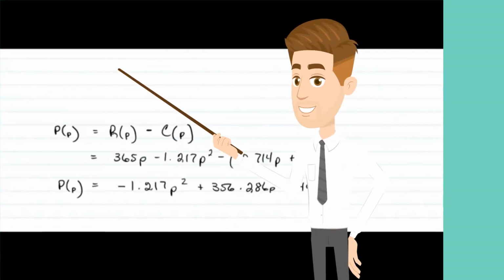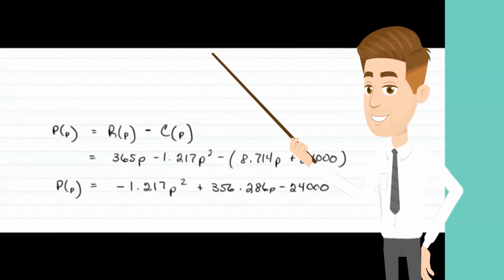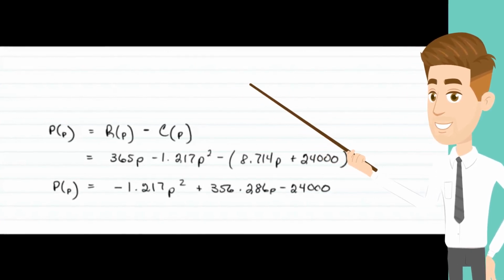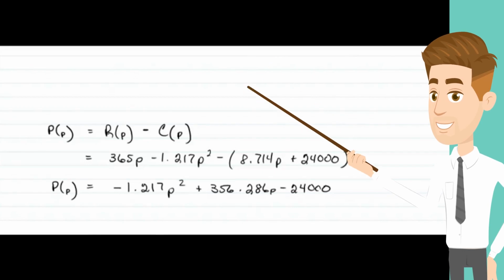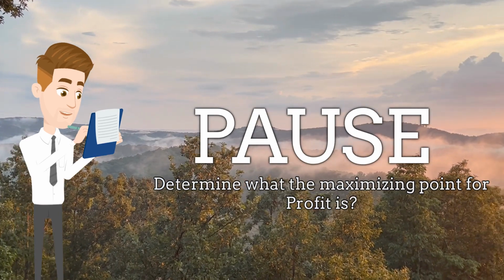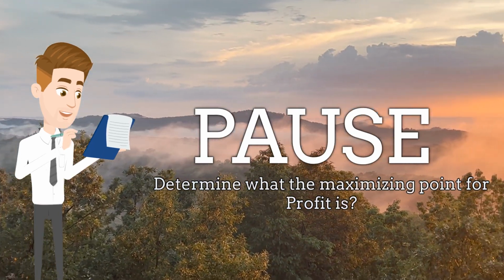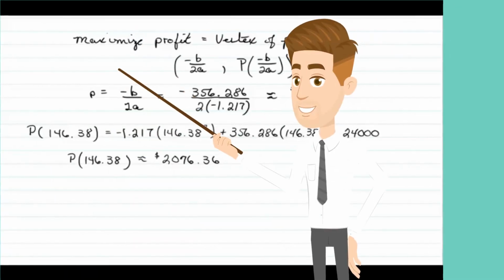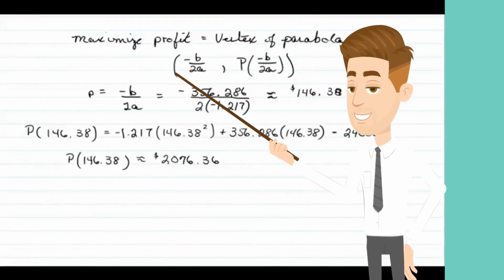Our profit function is going to be our revenue function minus our cost function. So our profit function is equal to negative 1.217P squared plus 356.286P minus 24,000. Pause the video. Determine what the maximizing point is for profit. To maximize profit, we're actually looking for the vertex of the parabola.